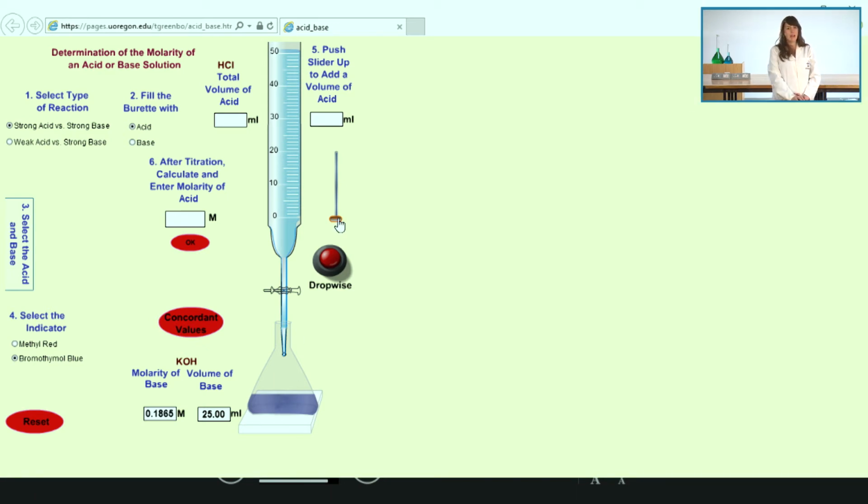Okay, let's use the slider to add some acid into our conical flask. Add a little bit more. We're not seeing any color change. Add a bit more. Okay. I've added quite a bit, so let's add dropwise for a bit and see what happens.